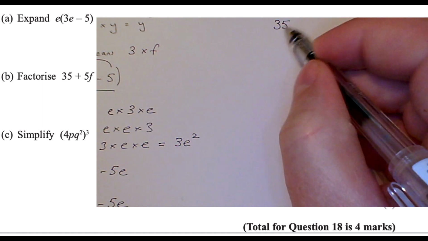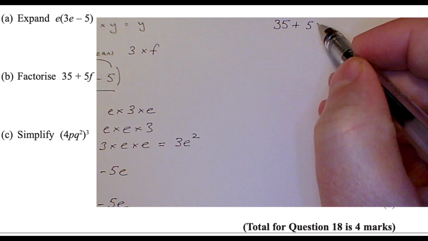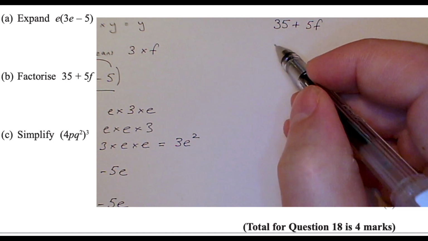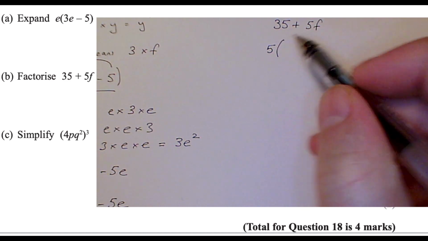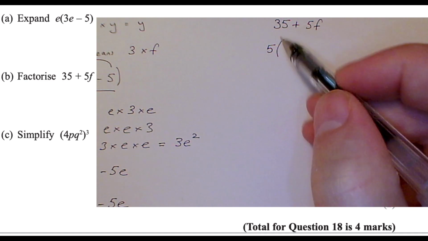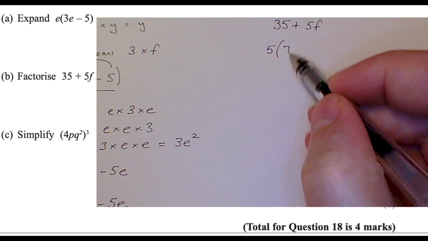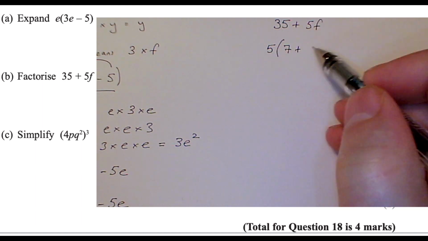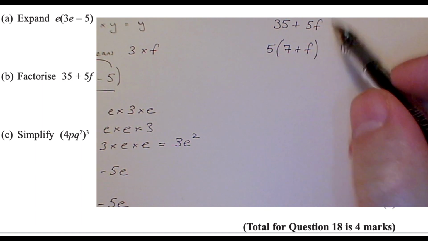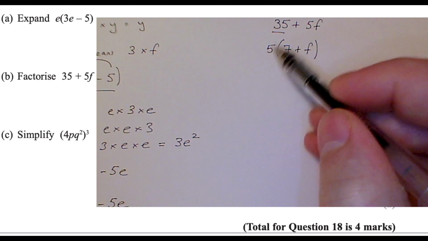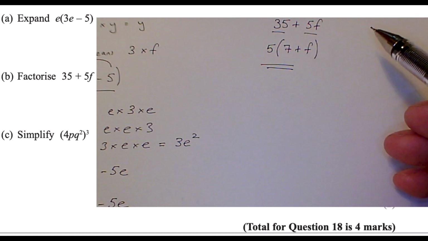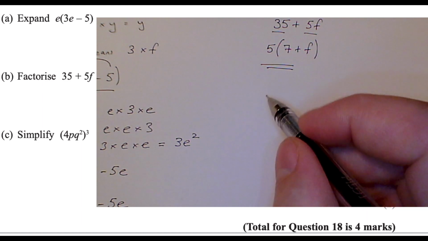Okay, so now looking at this second question, 35 plus 5f, we've got to factorise it, which means we've got to take out something, a factor, that's in both of those terms. Now, what do they share? What has 35 got in common with 5f? Well, they don't share a letter, but they do share a number. They've both got a 5 in them. And I know that 7 5s are 35, and I know that 5 times by f can be written as 5f. And so that's the answer.